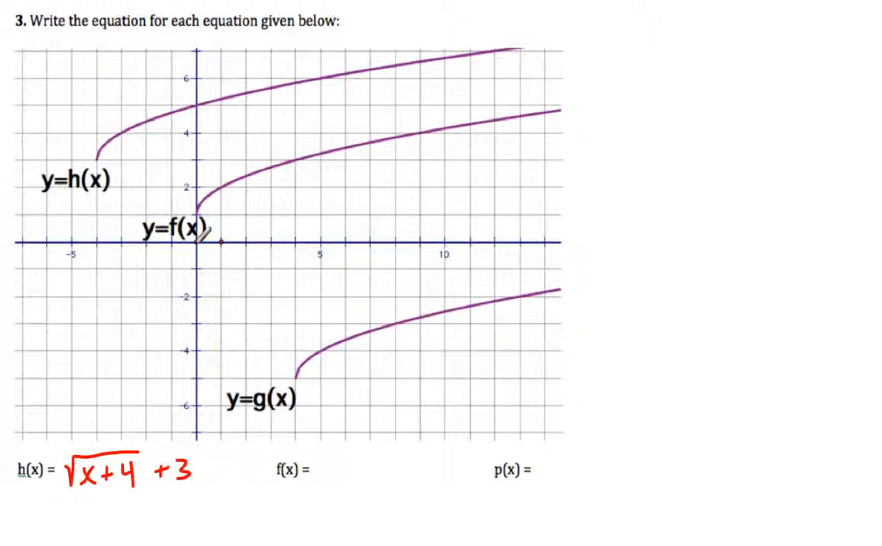All right, f of x, that's just shifted up 1. So what we're going to say is that this is square root of x and then plus 1. And then, this should be g of x. G of x is shifted right 4. So we're going to say square root of x minus 4. And then it shifted down 5. So we're going to say minus 5.